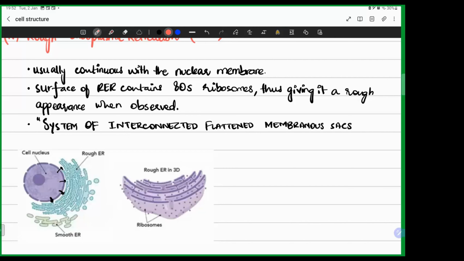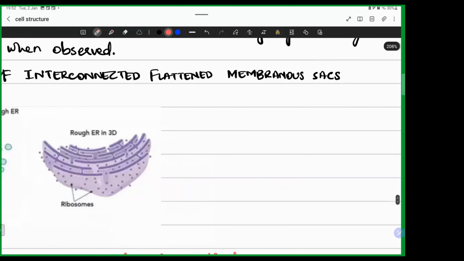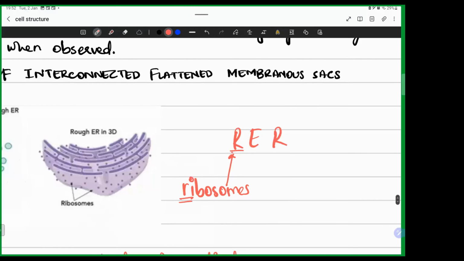Okay. So remember yesterday, I said to you to remember this way about RER. I said that the endoplasmic reticulum which has ribosomes is basically the rough endoplasmic reticulum. And I said, remember it this way: ribosome starts with R and rough endoplasmic reticulum starts with R. So this is common between both of them. So any endoplasmic reticulum which possesses ribosomes on its surface is a rough endoplasmic reticulum.